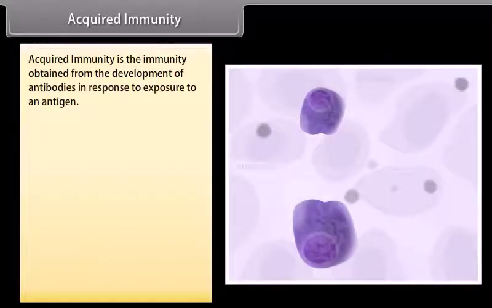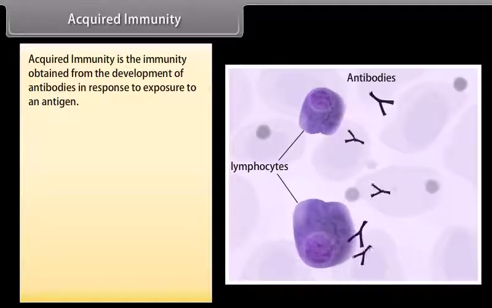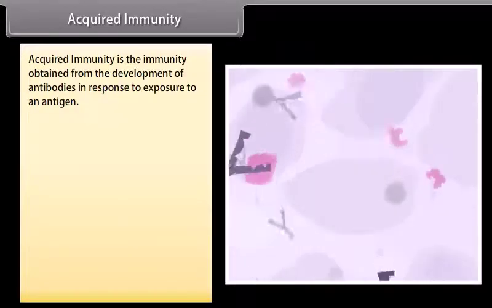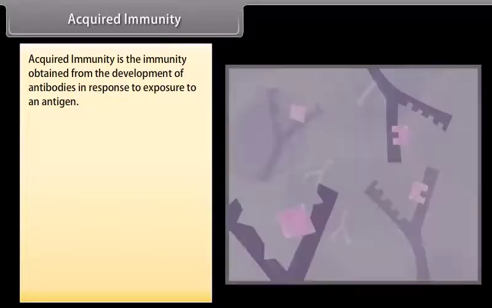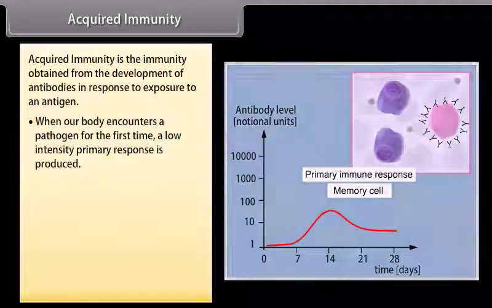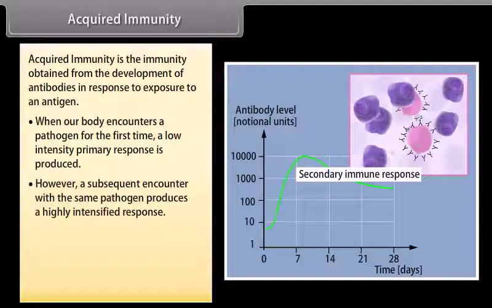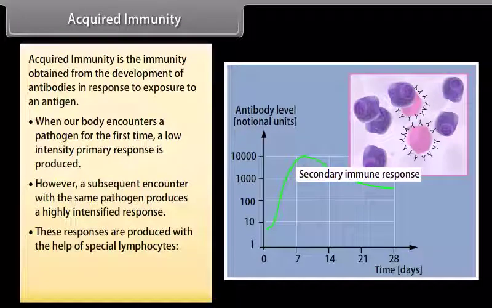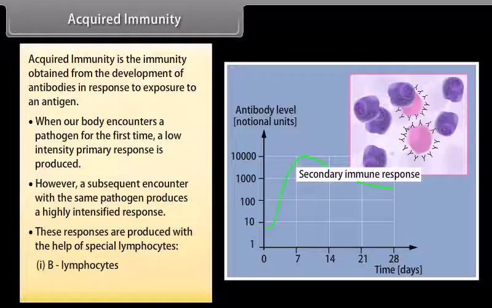Acquired immunity. Acquired immunity is the immunity obtained from the development of antibodies in response to exposure to an antigen. When a body encounters a pathogen for the first time, a low-intensity primary response is produced. However, a subsequent encounter with the same pathogen produces a highly intensified response. These responses are produced with the help of special lymphocytes: B lymphocytes and T lymphocytes.